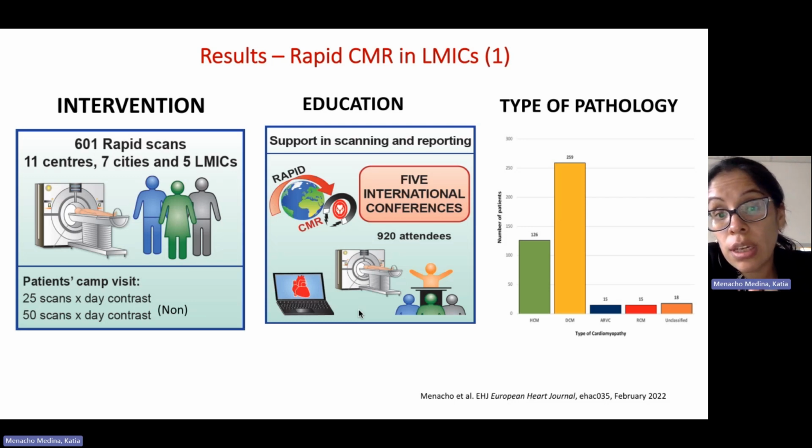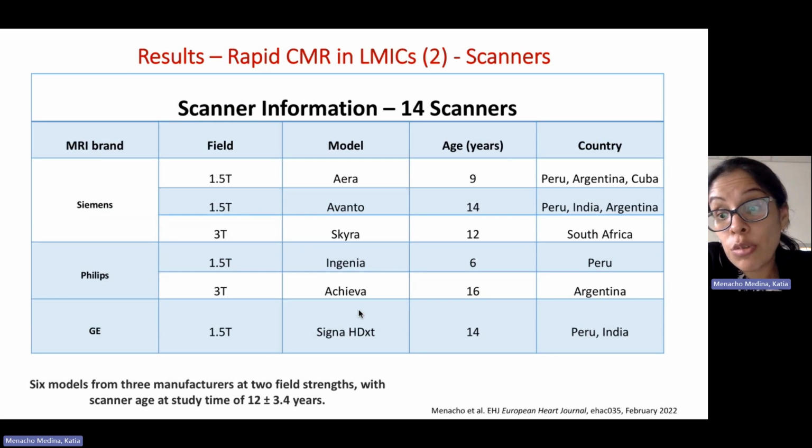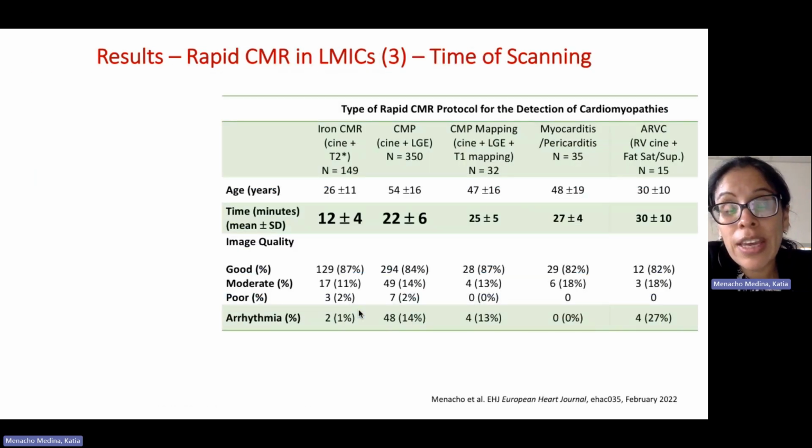The teaching in total came as 5 international conferences with 920 attendees, and most of the pathologies that we assessed within cardiomyopathies were DCM and HCM. The most important message from this slide is that the scanners that we used were old, an average scanner age of 12 years, and in all the MRI brands, especially because the sequences that we use are Cine and LGE, which are available in most of the scanners.